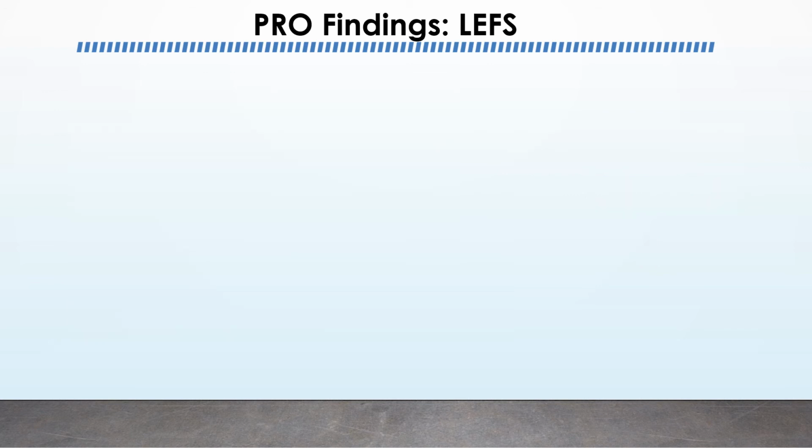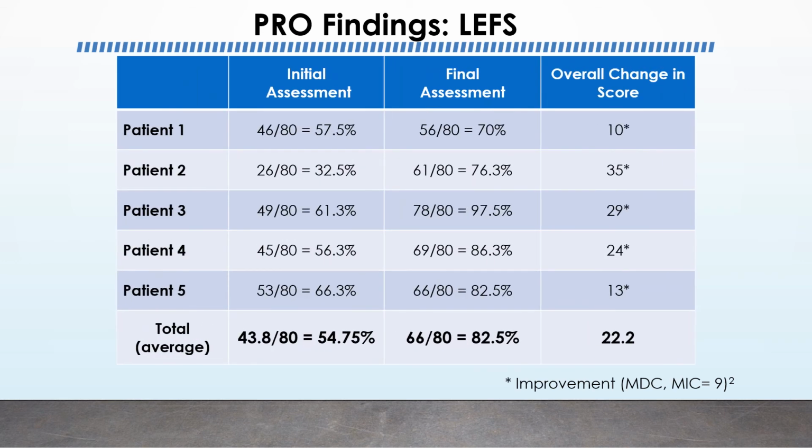For the LEFS finding, the MDC and the MIC are 9. There was a systematic review done by Mehta, which showed an MDC of 6 for knee conditions, but 9 is considered acceptable for musculoskeletal conditions. So let's look at our patients.